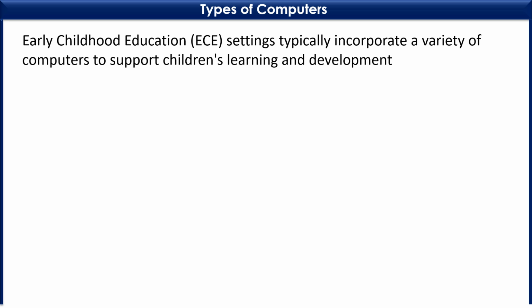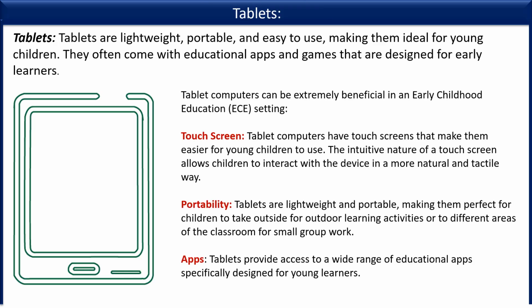And then types of computers quickly. Early childhood education settings typically incorporate a variety of computers to support children's learning and development. So what are these types of computers? In the list, we have tablets. We've already talked about tablets in our first slide there. Tablets are lightweight, portable, and easy to use, making them ideal for young children. They often come with educational apps and games that are designed for early learners.